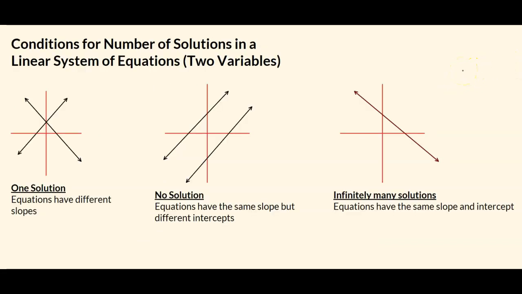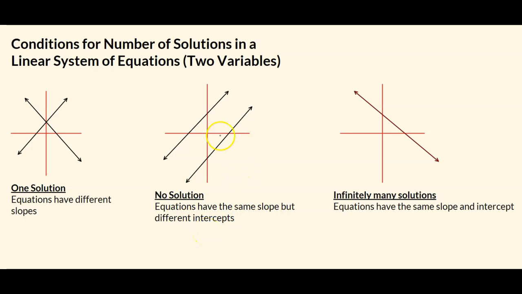Now, the conditions for the number of solutions of a linear system of equations. You have three different types of number of solutions: one solution, no solution, or infinitely many solutions. For one solution, the equations must have different slopes. When you have no solution, they must have the same slope but different intercepts, which simply means that they are parallel lines.